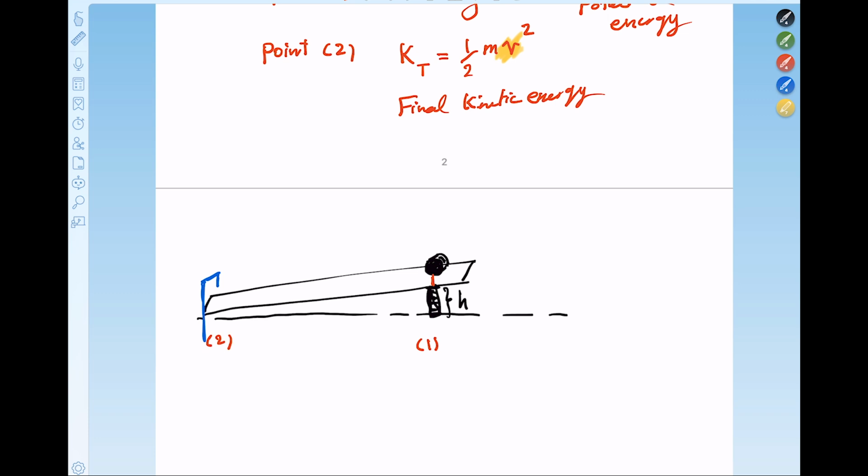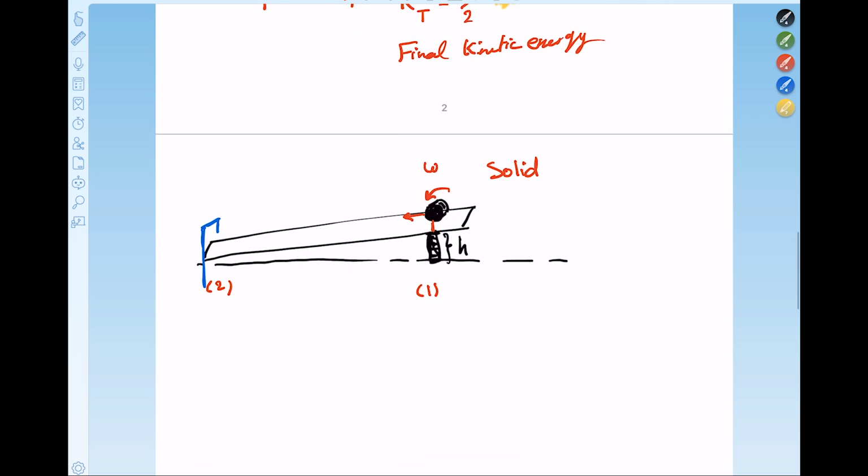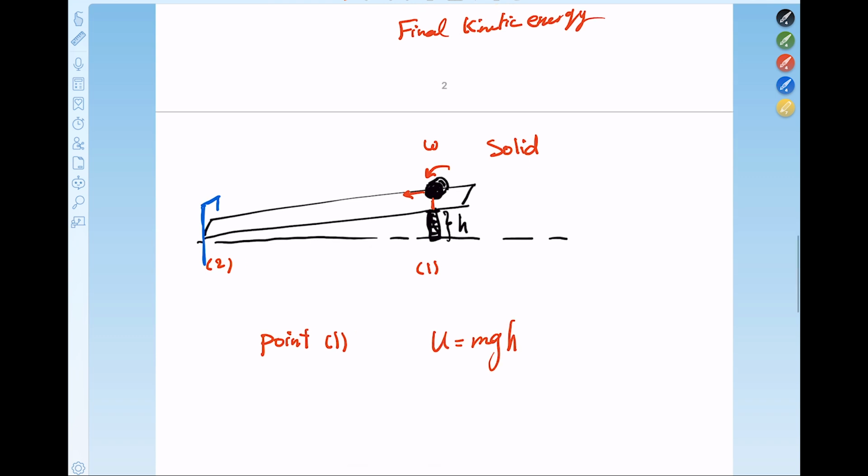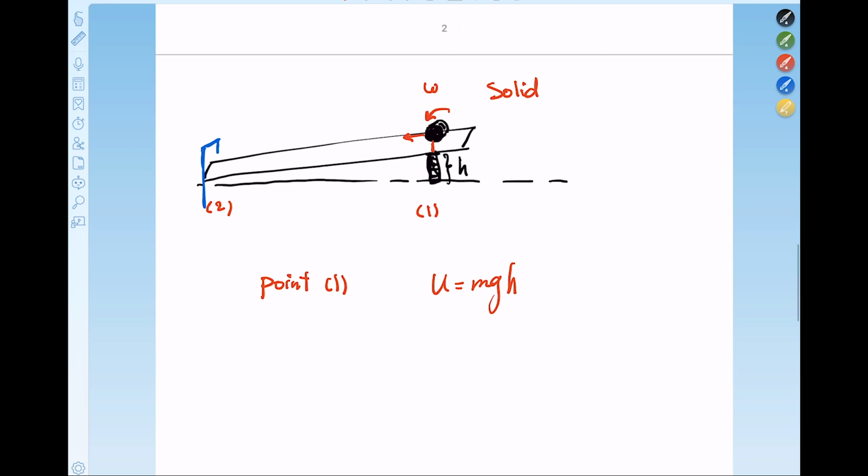So we're going to let this roll down. This is a solid cylinder, okay? Not only is it rolling down, but it's rotating and rolling down, so it has omega, which is rotational kinetic energy. So point 1 has U, which is mgh, mass times g times the height of the wooden block. They're all given to you in the data.